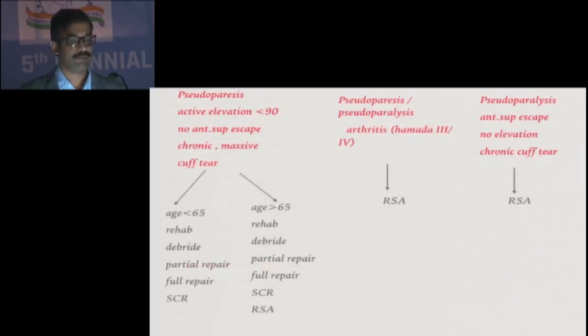Of course, this is an algorithm given by Hawkins et al. to give you an idea how we can treat patients with pseudoparalysis. In younger patients, probably try rehab and partial repair, etc., superior capsule reconstruction. In elderly individuals, you can go for RSA. And again, when you have arthritis, you can go for RSA. And somebody who has pseudoparalysis with anterosuperior escape with a chronic cuff tear and 0 degree elevation, probably you can think of doing an RSA.